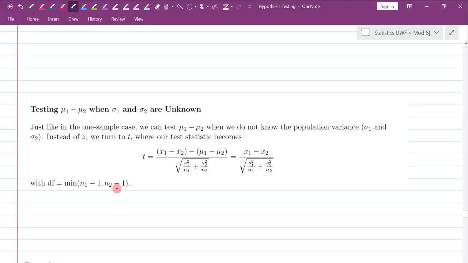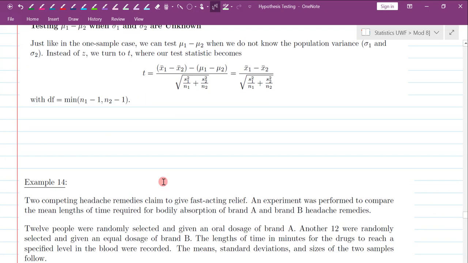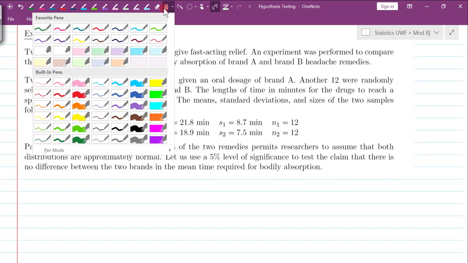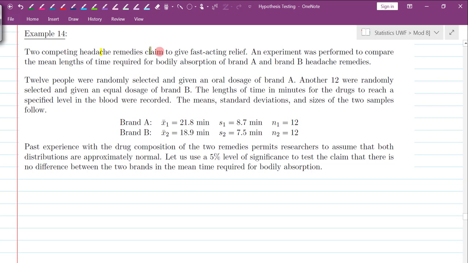Alrighty, so let's go ahead and put this into application. We have two competing headache remedies claimed to give fast-acting relief. An experiment was performed to compare the mean length of time required for bodily absorption of brand A and brand B headache remedies. 12 people were randomly selected and given an oral dosage of brand A. Another 12 were randomly selected and given an equal dosage of brand B. The length of time in minutes for the drugs to reach a specific level in the blood was recorded. The mean, standard deviation, and sizes of the two samples are as follows.